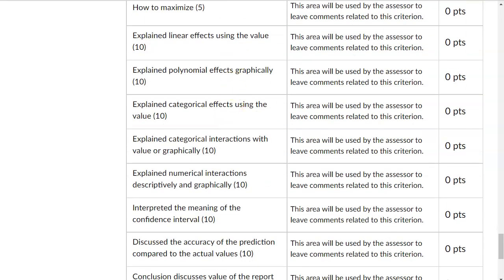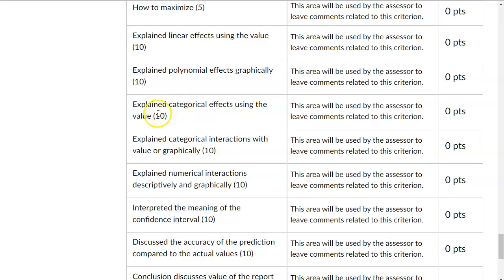As you're explaining those effects, are you able to explain linear effects? Those should be done with a sentence that uses the number. Polynomial effects, the number is not really going to help much. Most people don't understand quadratic equations by looking at the numbers. But a graph makes it really easy to explain what's going on. It should have a graph and an explanation with it.